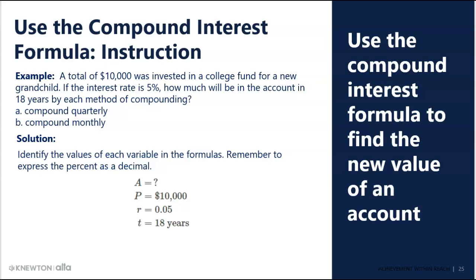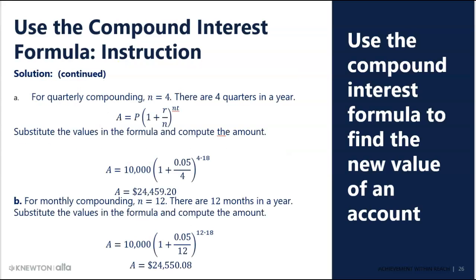And they give us one more where they want to find A, 18 years, new grandchild, and they want to know how much is in if you compound quarterly or monthly. Maybe you're choosing between two certificates of deposit. Total of $10,000 was invested. So that's the P. That was invested. They want to know how much you have at the end. There's just two more examples to go through. So you get different amounts there.